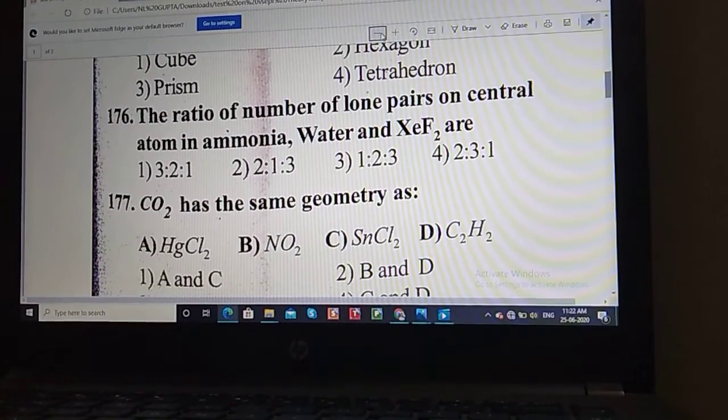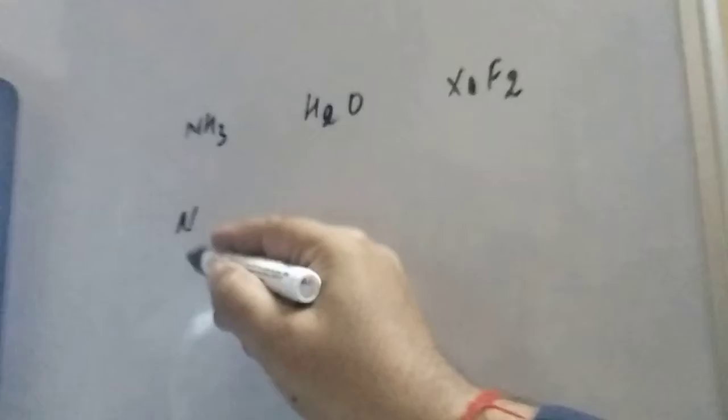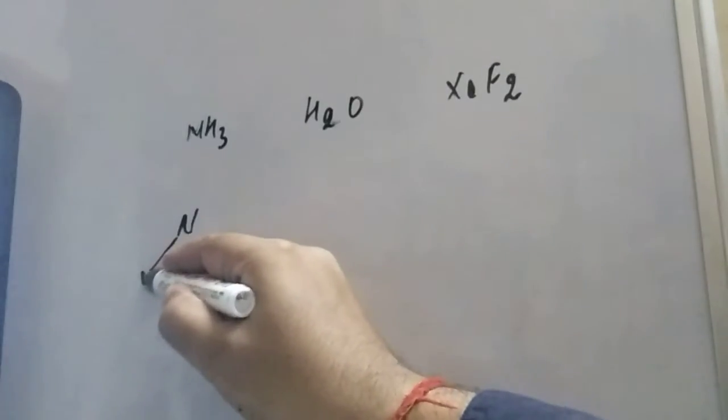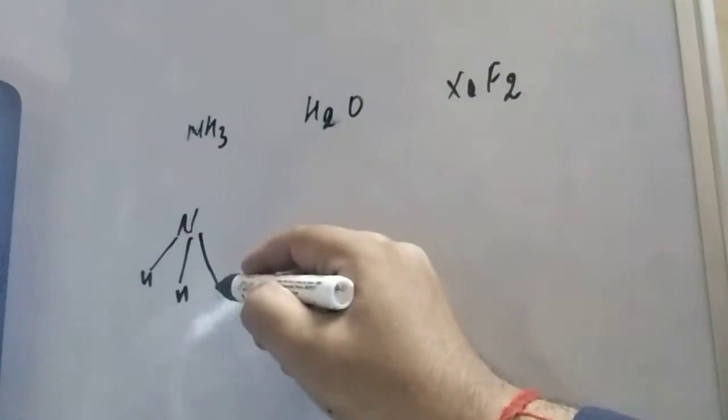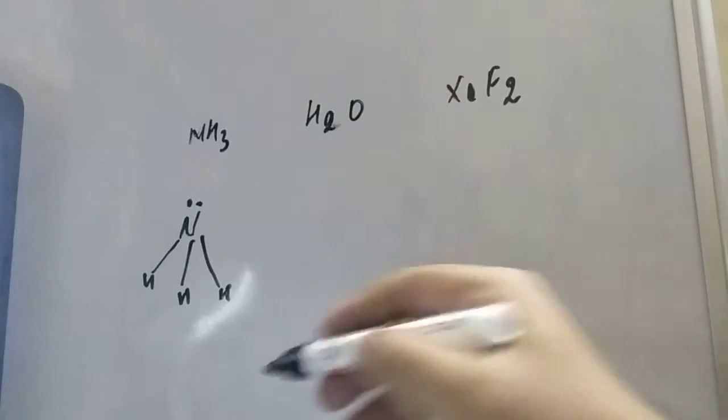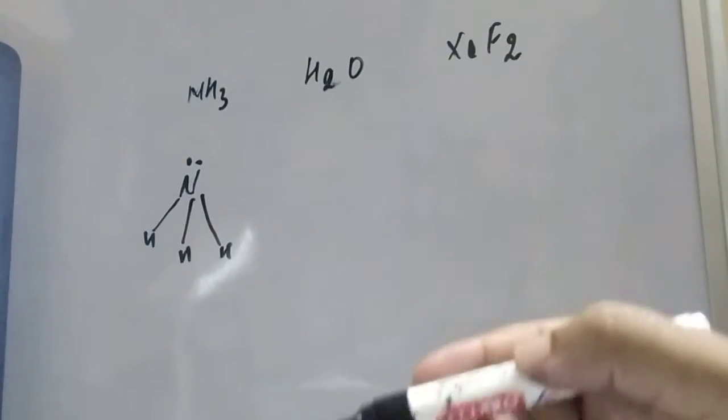So they are asking about the ratio of the lone pairs of the central atom. Come on the board, student, to understand. Ammonia, you know, student, is group number 15, so it has 5 electrons. So 5 electrons means 3 bond pairs and 1 lone pair. So here will be the 1 lone pair. You can do it with the configuration, student, but I am going a little shortcut.